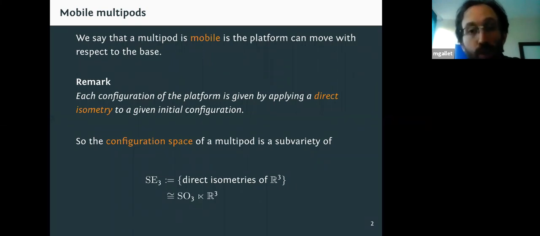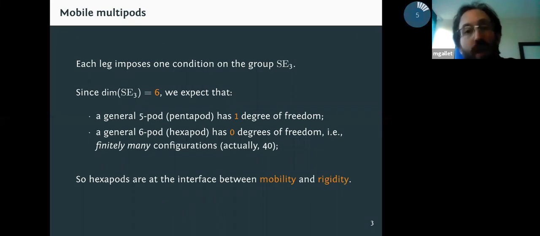So given a multipod, we can speak of its configuration space. The configuration space is the subspace of the group of direct isometries, which we denote by SE3. So it's a subset of the configurations that can be reached by a manipulator. Each leg, as you now see, imposes conditions on the group of isometries, because the more legs I impose, the more constrained is my multipod.